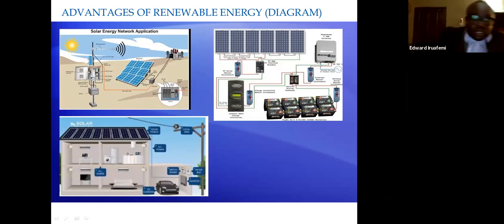Also, you can see in the diagram how it can be placed. The one in the house charges most of your appliances. You can use any appliances. It's just the amount you need, the kilowatts you want. You can generate your own power as you wish. Basically, that's what this renewable energy is for you.